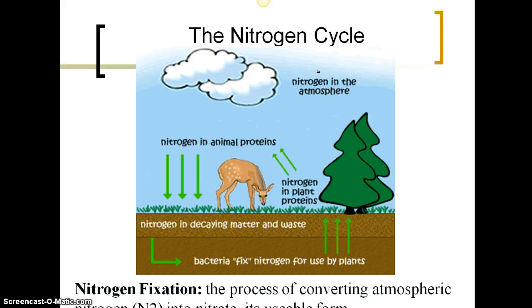All right, nitrogen cycle. Again, just another cycle as far as one of these ecosystem parts that's being recycled throughout the system. In this case, we're just looking at nitrogen. So nitrogen fixation is the process of converting atmospheric nitrogen into nitrate, which is a usable form. So I'm not sure on your screen if you can see that at the bottom of the screen, so I'll say that one more time. Nitrogen fixation, it's your process of converting atmospheric nitrogen into nitrate, which is a usable form.